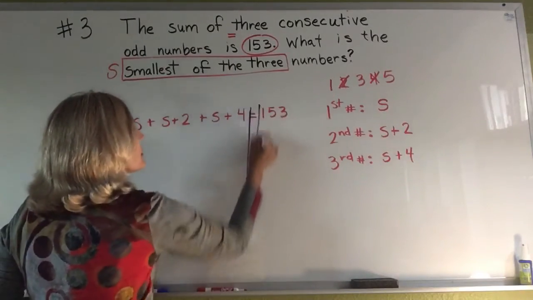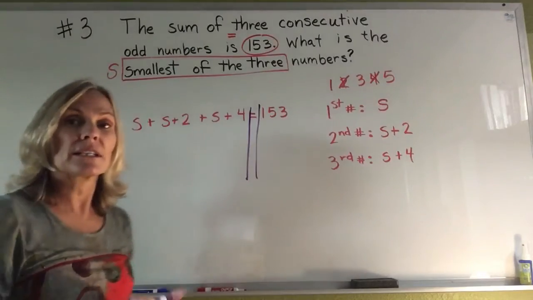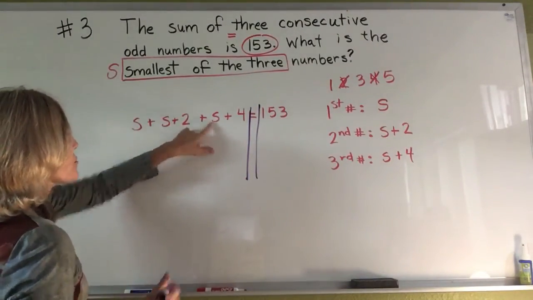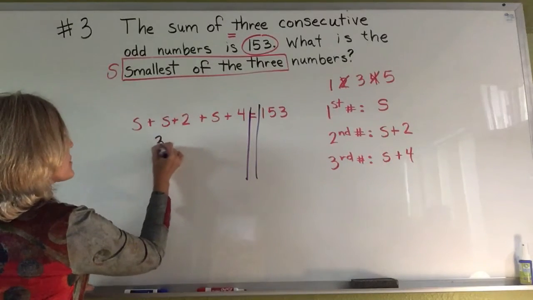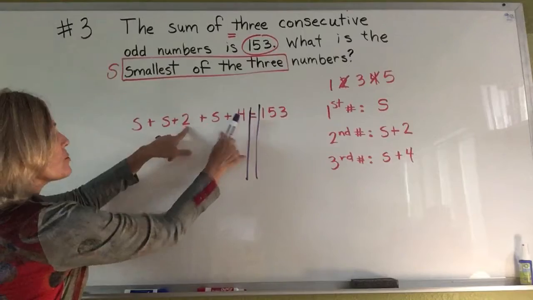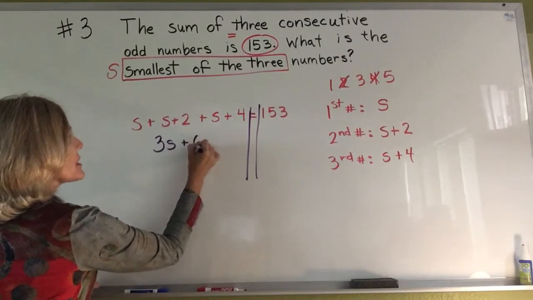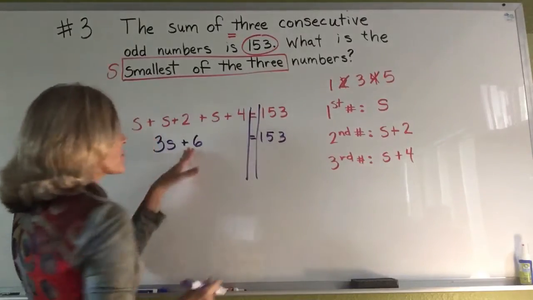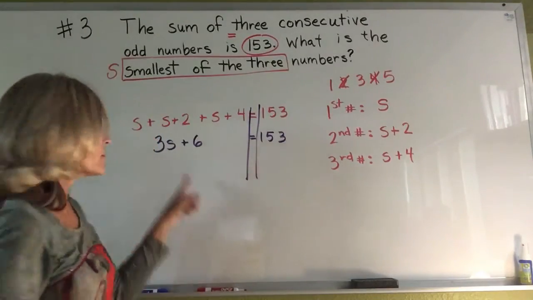Okay, before I begin, I'm just going to clean it up by combining like terms. So I have 1, 2, 3 S's, so I'll group those together and say 3S. And then I have 2 constants, so I have 2 plus 4 is 6. And that will all equal 153. And now we're back to a 2-step problem.